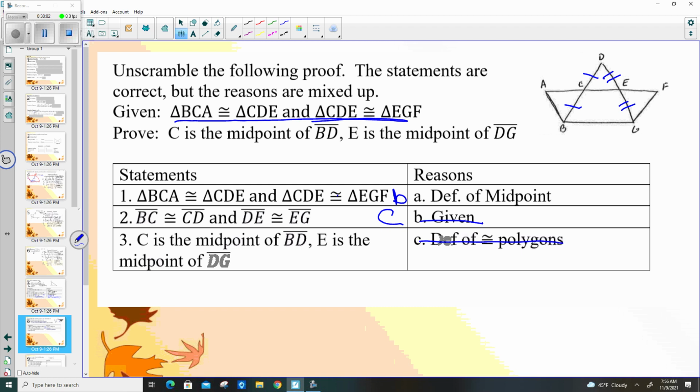You were told you had congruent triangles. Those are congruent polygons, so their parts are congruent. Which leads us to the last one, where C is the midpoint of BD and E is the midpoint of DG. What did we know about the two segments on either side of that point? They're congruent, which is what we just saw on this picture. So definition of midpoint is our last one. Good.